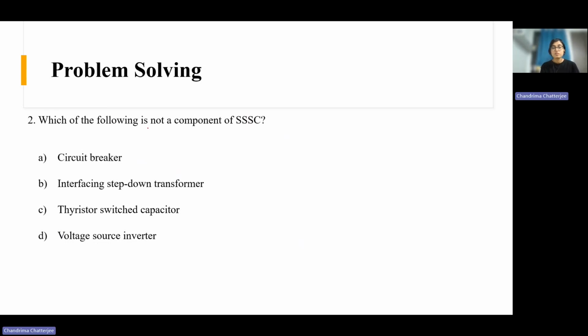Next, which of the following is not a component of SSSC? So circuit breaker is present, so this is a component. Interfacing step down transformer is also required. Thyristor switched capacitor, the same options. This is not required. This is not a component of SSSC.